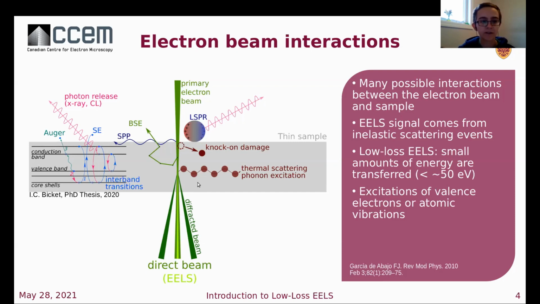For low loss EELS, typically these are very small amounts of energy transferred from my electron beam to my sample. My electron beam is something like 80 keV or 300 keV, and I'm transferring energy on the order of a few electron volts, so a few milli eV up to say around 50 electron volts of energy. Again, typically we're looking at excitations in the valence band of the sample, or even down to atomic and molecular vibrations.